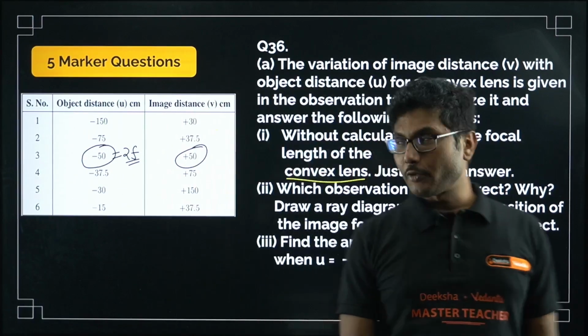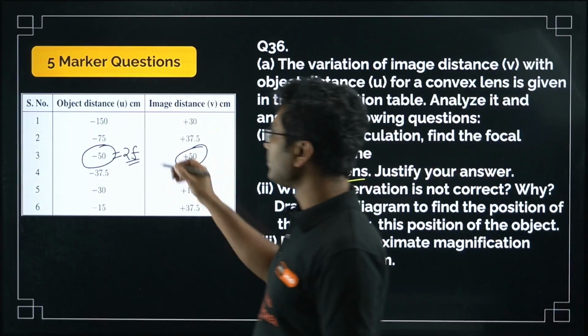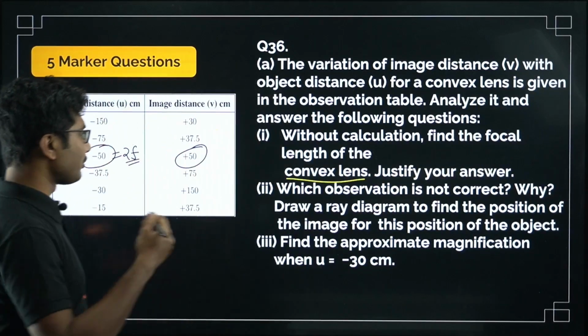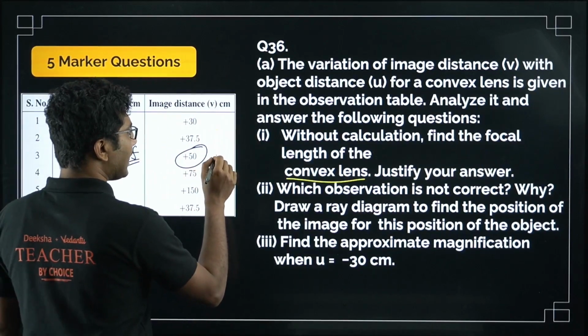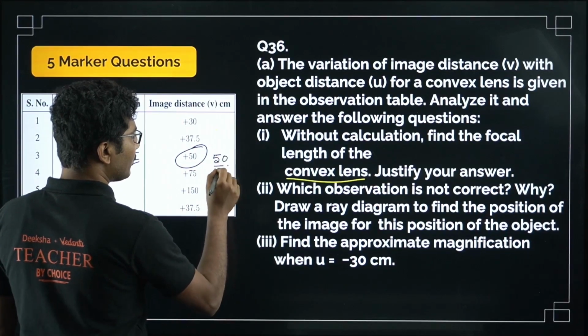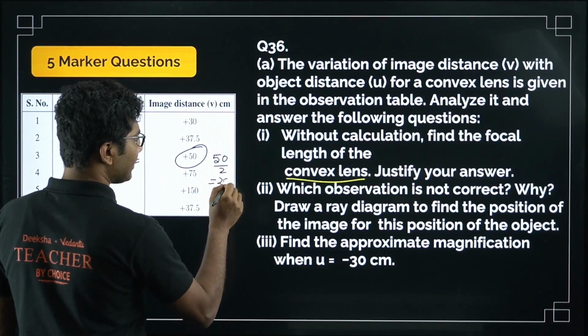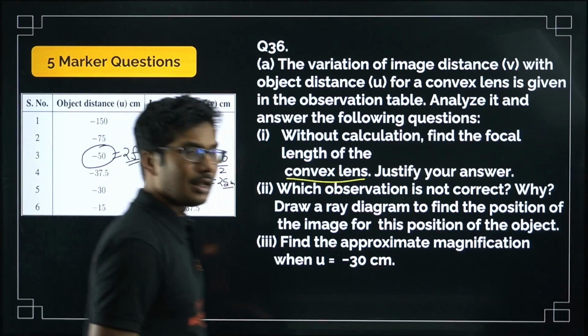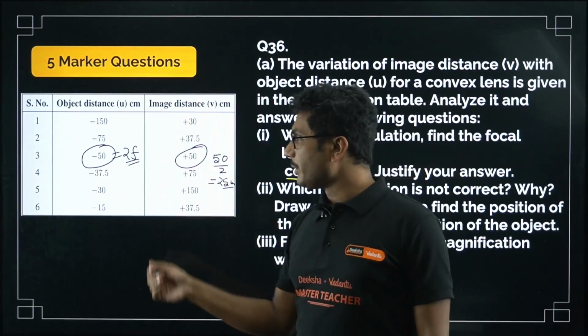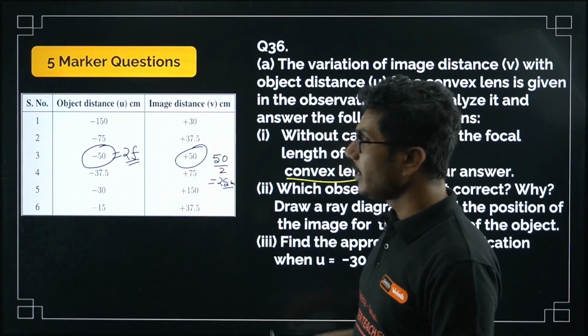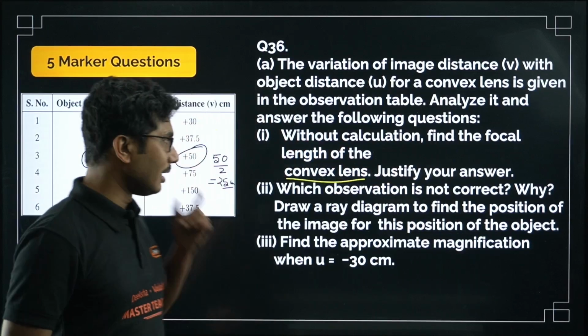So if this corresponds to 2f, that means the focal length must be half of it. So the small calculation that you have to do is divide this 50 by 2. So you can say 25 centimeter is definitely the focal length of the lens. By observing the table, you can say, okay, 25 centimeter is the focal length of the lens, right?